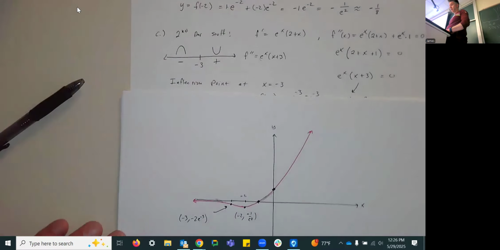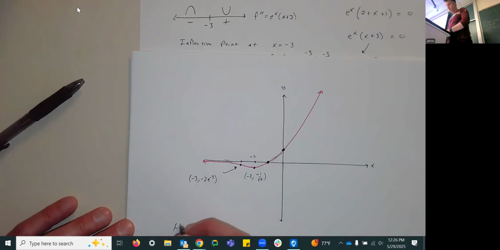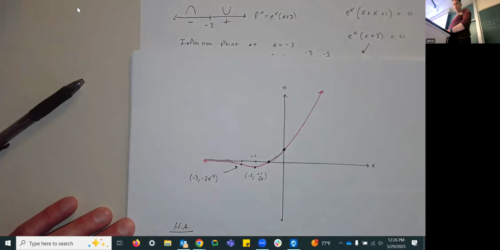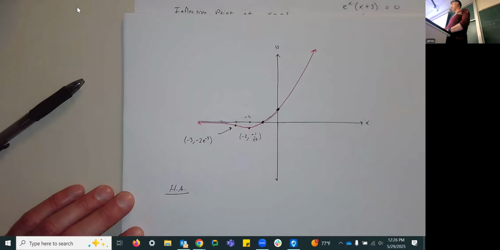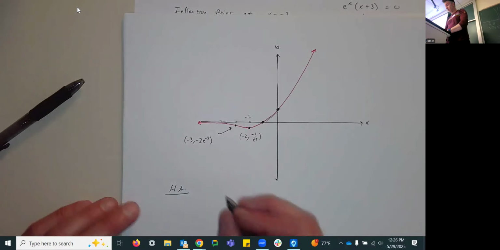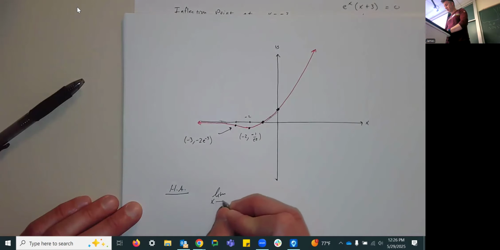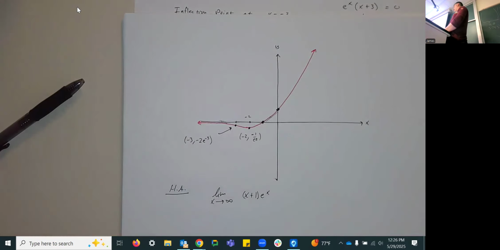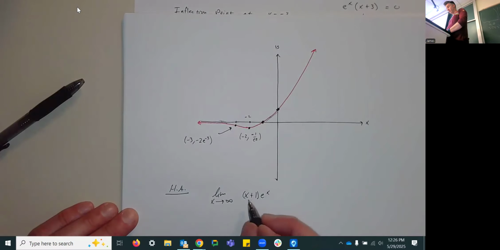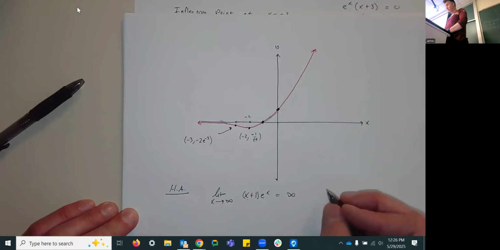So I will point out, we do have a horizontal asymptote, but it's only one-sided. If you look at, as we go to the right, there isn't a horizontal asymptote. So the limit as x approaches infinity of our original function, which was x plus 1 times e to the x, I factored it instead of writing it as x e to the x plus e to the x. But if you let x get really, really big, that's a big thing times a big thing, that's going to be a big thing. So there's no horizontal asymptote to the right.